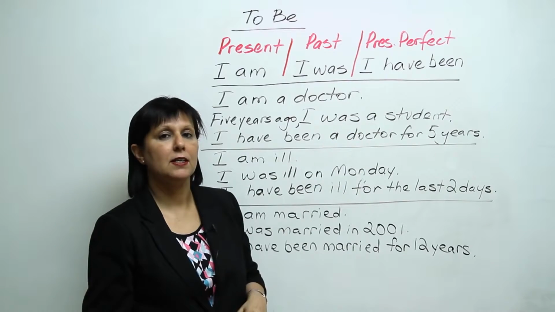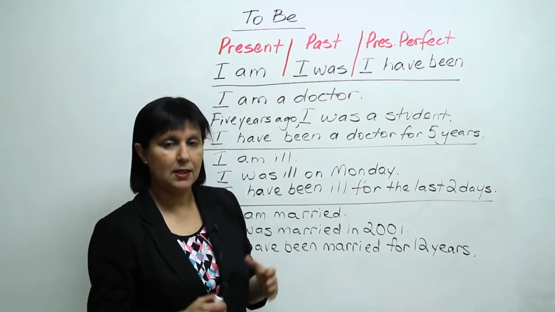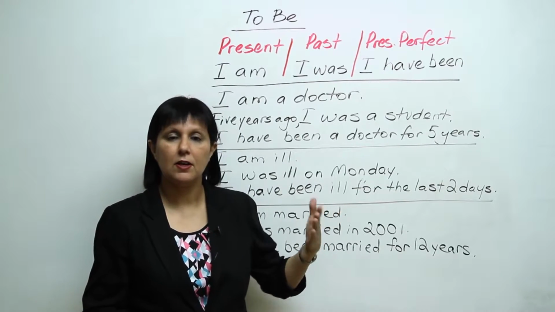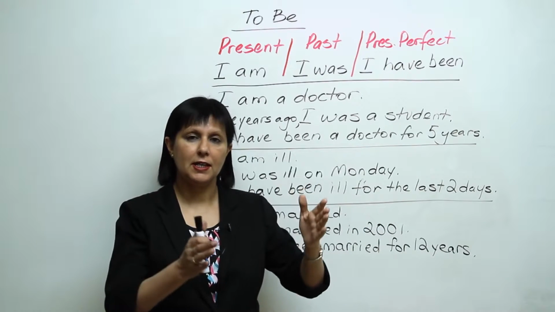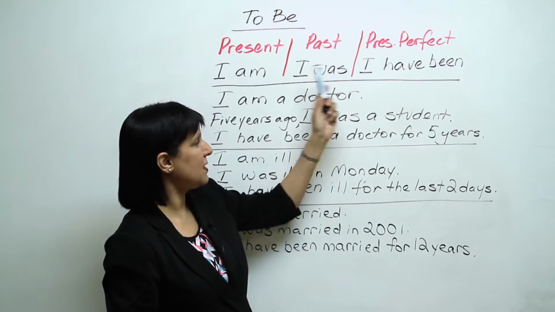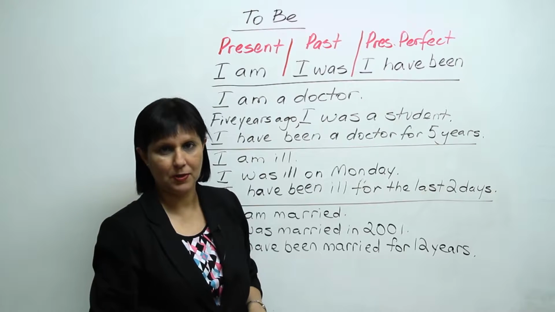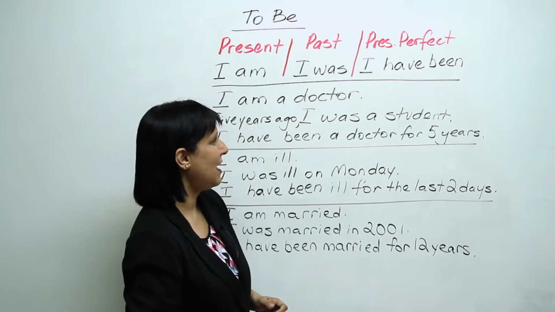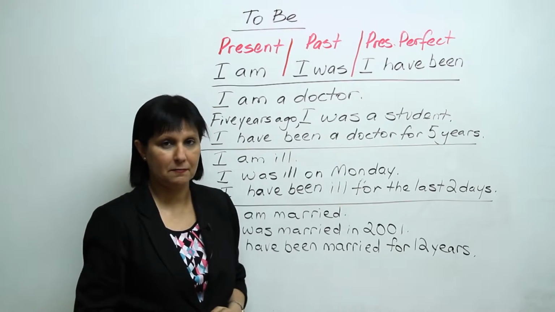Present perfect, we combine the present and the past. And we say something like this, I have been tired all week. That means at the beginning of the week, in the middle of the week, and now. So in present perfect, we are referring to the present and the past. Okay? Or the past and the present. All right? Depending on how you look at it. All right? So I am, I was, I have been.